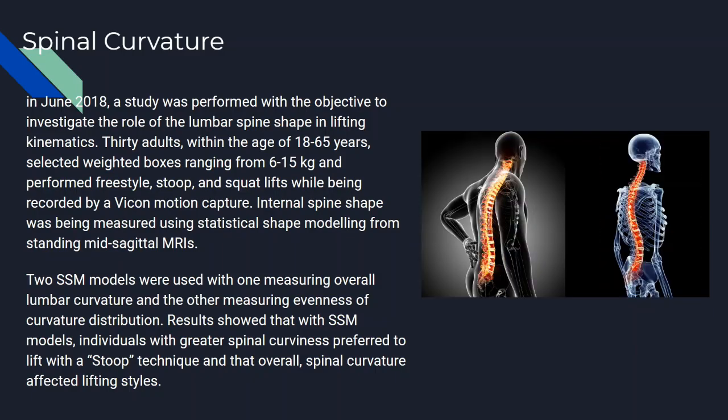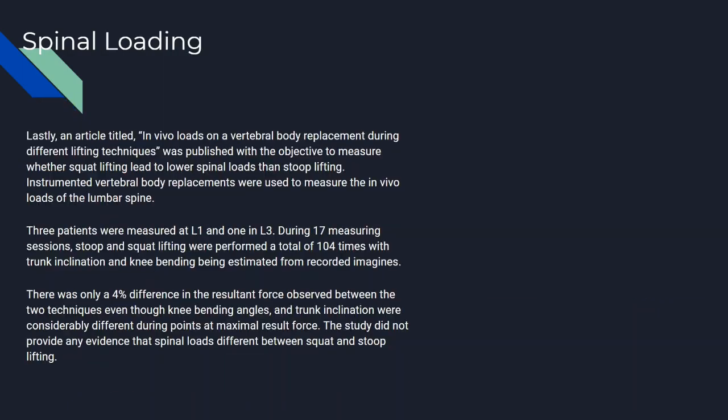2 statistical shape modeling models were used, with one measuring overall lumbar curvature and the other measuring evenness of the curvature distribution. Results showed that with the statistical shape modeling models, individuals with greater spinal curviness preferred to lift with a stoop technique, and that overall spinal curvature affected lifting styles.